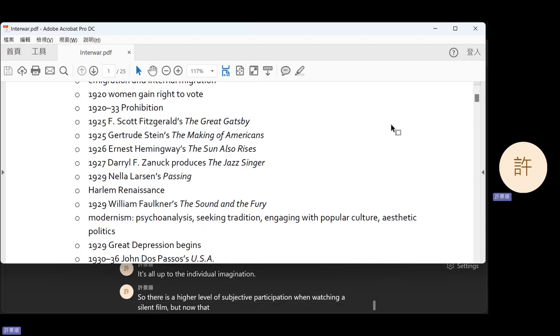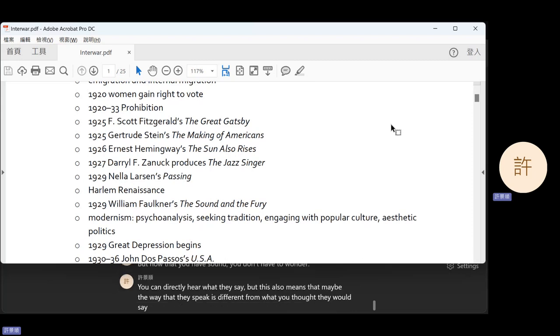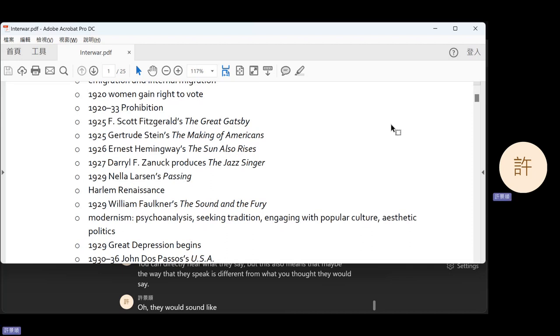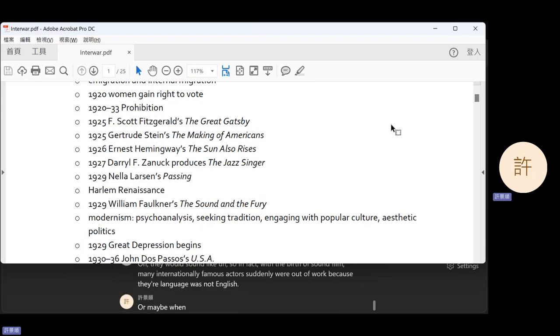But now that you have sound, you don't have to wonder. You can directly hear what they say. But this also means that maybe the way that they speak is different from what you thought they would sound like. So in fact, with the birth of sound film, many internationally famous actors suddenly were out of work because their language was not English, or maybe when they spoke English, they had a very thick accent. So this was not just about a new kind of film. It was a huge change in the culture and in the industry.